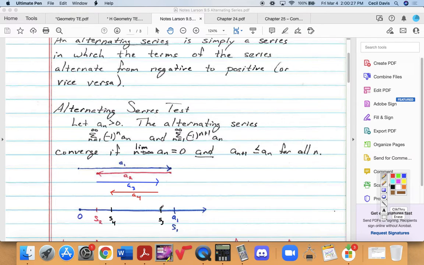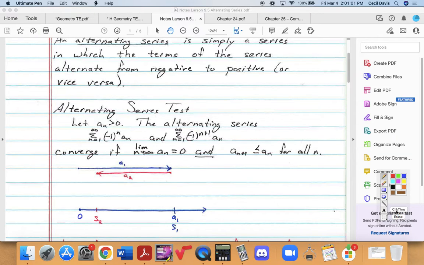If I keep doing that, you notice that these are going to continue to bounce back and forth, but they're going to eventually kind of meet in the middle someplace. Now, where exactly they meet, we haven't figured that out. But you can see they're converging on some value. Okay, that's the whole idea. So if you have an alternating series, if the terms continuously get smaller towards 0, then the series is going to converge.